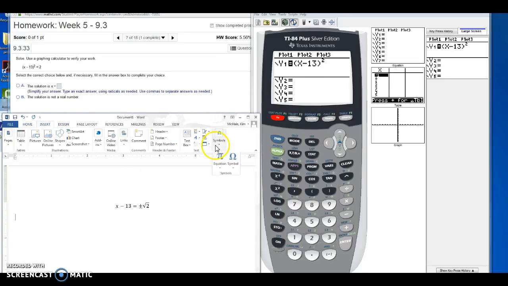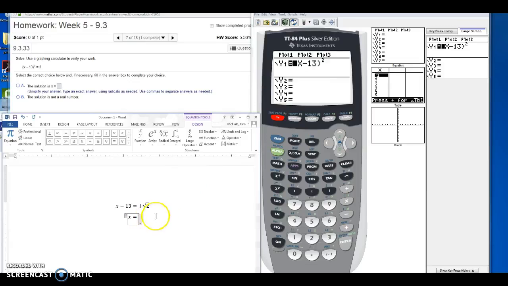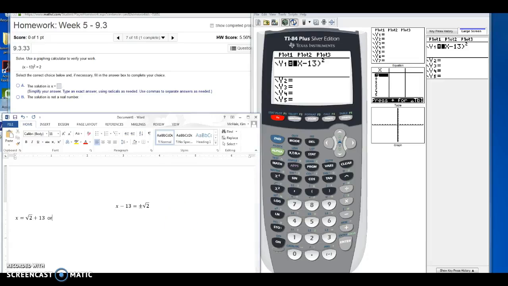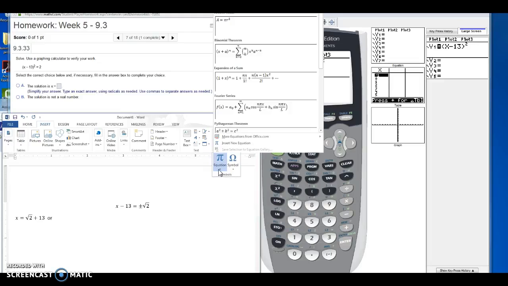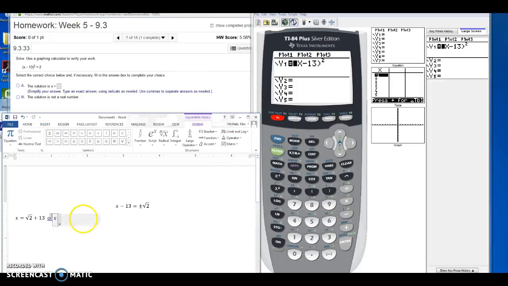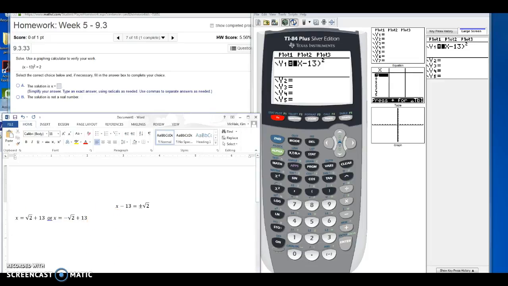I am going to add 13 to both sides, and I'm going to get x equals either the square root of 2 plus 13, or I'm going to get the same thing, only I'll have a negative square root of 2, and so I'll have x equals the negative square root of 2 plus 13. Those are my two solutions using the square root method.